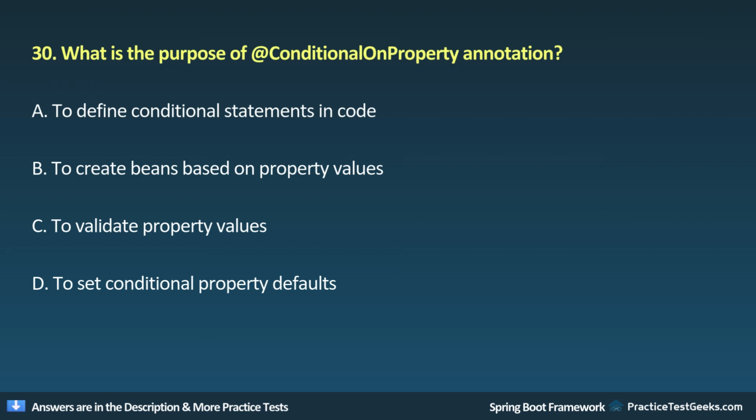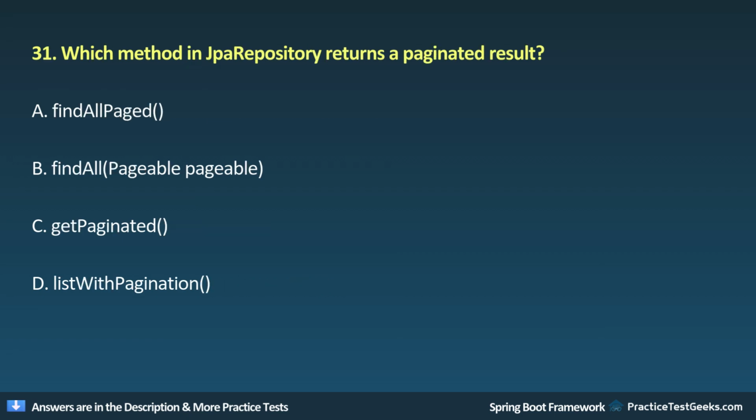A. To define conditional statements in code. B. To create beans based on property values. C. To validate property values. D. To set conditional property defaults. 31. Which method in JPA repository returns a paginated result?